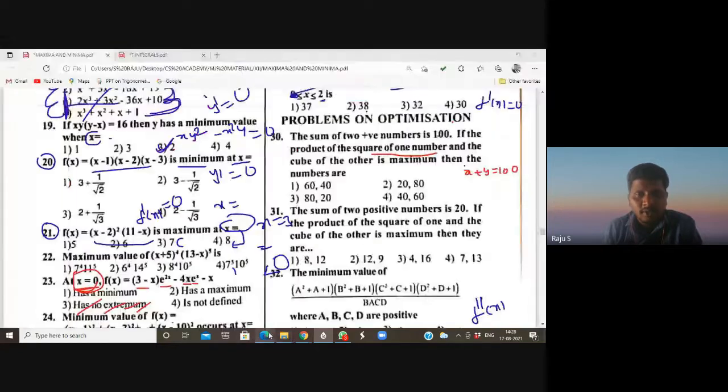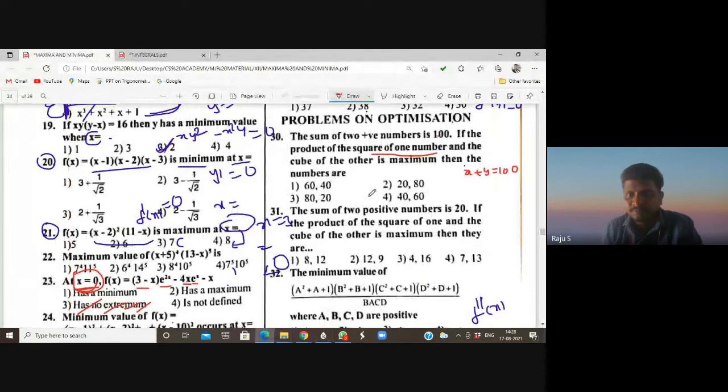Okay, students, here is how to check the options. You may check in one way: 60 plus 40 is 100, 20 plus 80, 80 plus 20, and 40 plus 60. Here the function they have given is x square y cube. For what value of x comma y will it be maximum, student? You can't just expect that. Okay, don't think about that.